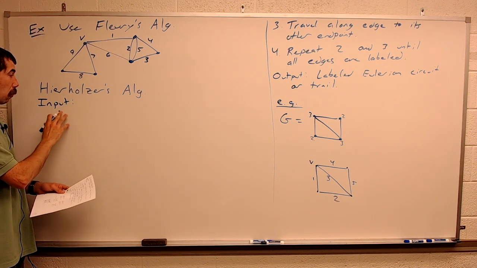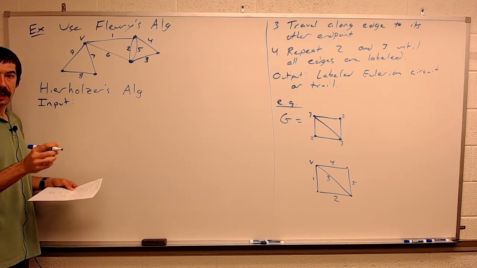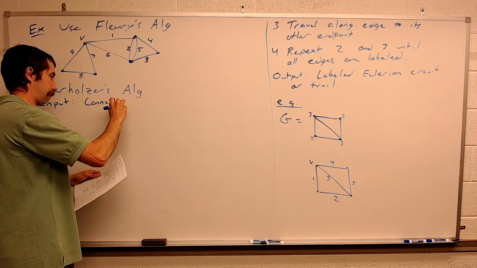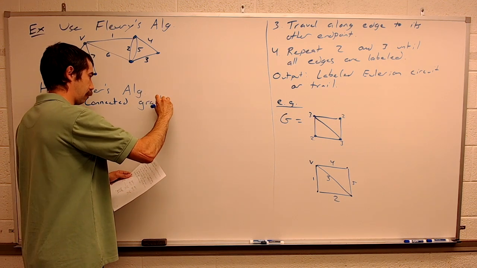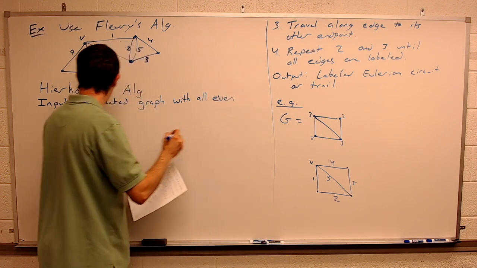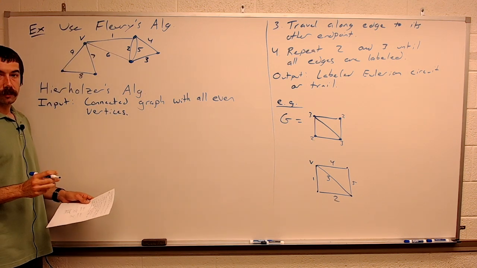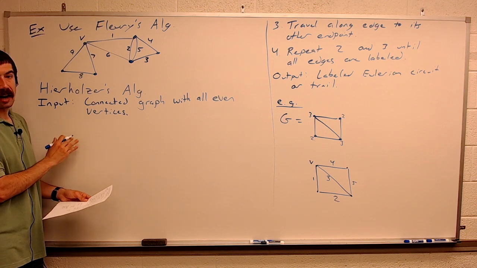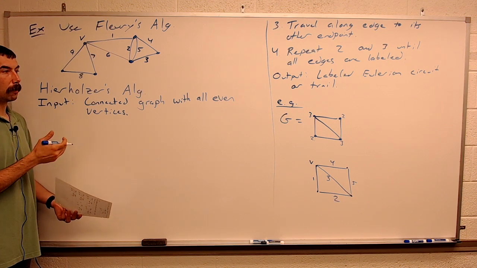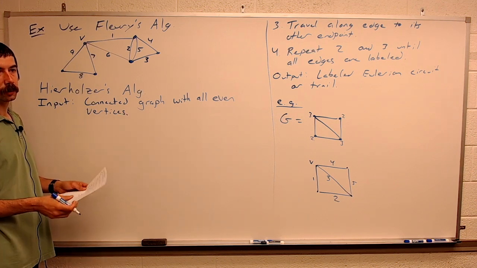All right, so what do we need to use Hierholzer's algorithm? We need a connected graph with all even vertices. All right, so we cannot use this algorithm unless every vertex has even degree. So that's one of the downsides to this algorithm, where Fleury's algorithm, if we had 2 odd degrees, we could still use it.